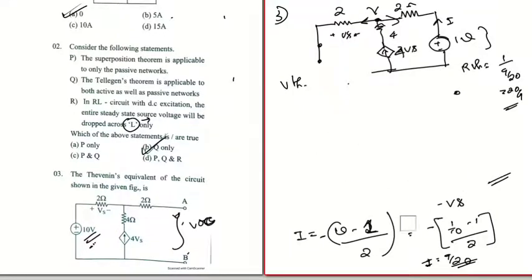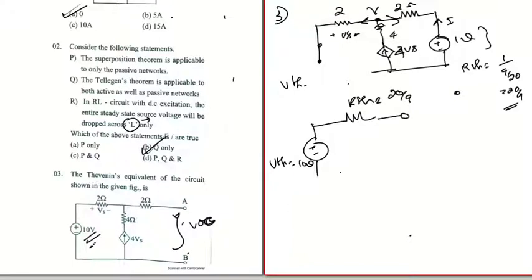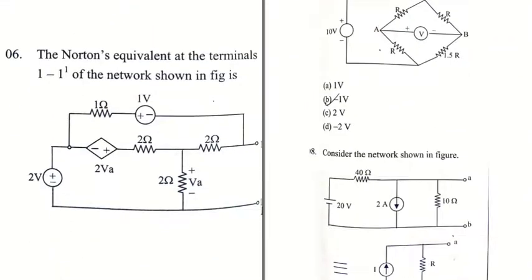So I can redraw this circuit as a voltage source in series with a resistance. VTH is equal to 10 volt and RTH is equal to 20 divided by 9. Okay, so this is our equivalent Thevenin. And now coming on to the next question. Here the Norton's equivalent at the terminal 1 dash of the network shown in the figure is, we have to find out the Norton's equivalent.